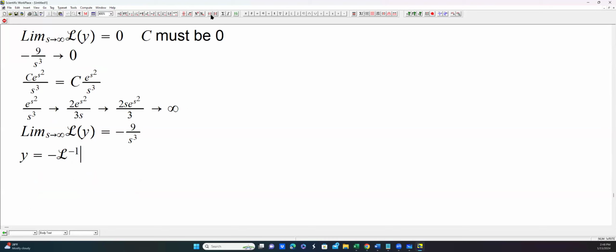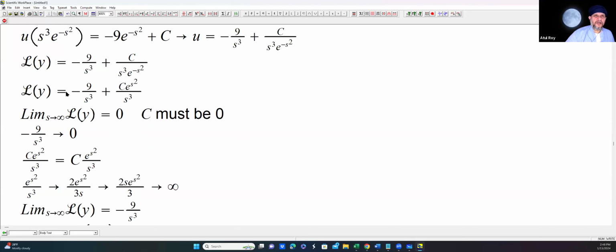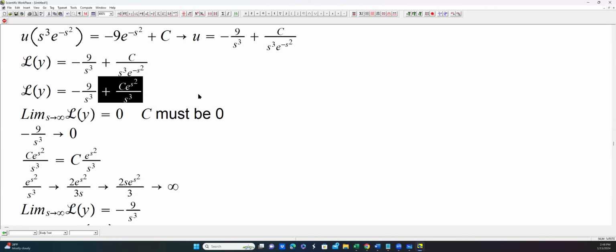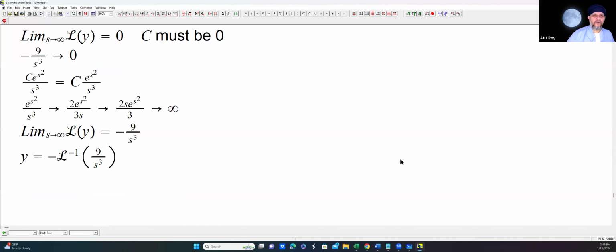Professor, why do we only have 9 over s cube? Oh, because of this, c had to be 0, right? Oh, okay, I understand. Makes sense? Yes.